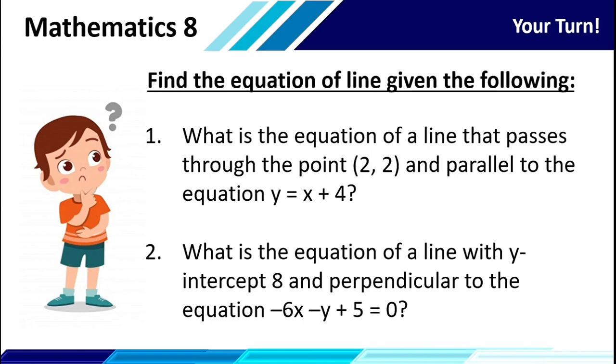Now, it's your turn. Find the equation of the line given the following. Number 1. What is the equation of the line that passes through the point (2, 2) and is parallel to the equation y = x + 4? Second, what is the equation of a line with y-intercept 8 and perpendicular to the equation -6x - y + 5 = 0? Pause the video for a while and we will reveal the answer afterwards.